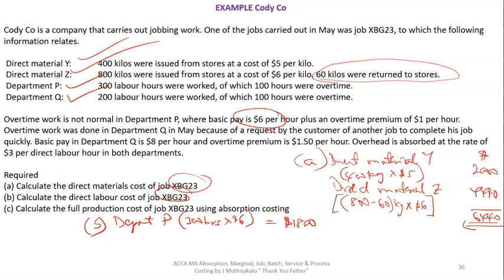Then there is department Q, where the labor hours were 200 labor hours, of which 100 were overtime. So we just do the same, 200 hours multiplied by $8 per hour, which is what department Q was being paid. So that's 1,600. We add them up, we get a total of 3,400.